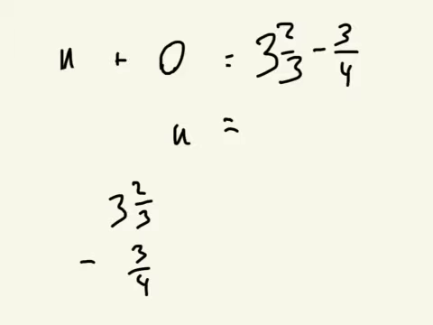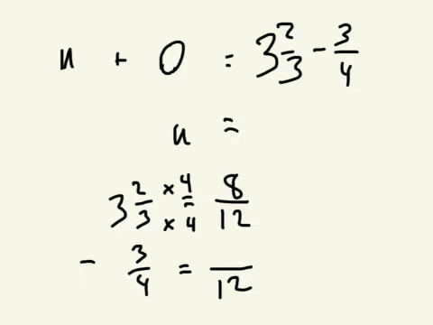I have this 12 as my new denominator. Well, it takes 4 to get 3 to 12, and I write it on the top and bottom. That gives me 8. It takes 3 to get 4 to 12, and I write it on the top and bottom. That gives me 9. So this is 3 8/12 minus 9/12. Now, what we've got here is a situation where the number on the top is smaller than the number we're subtracting, so we have to borrow.